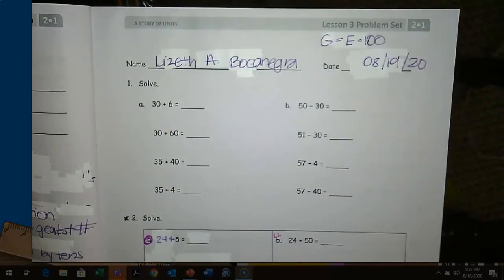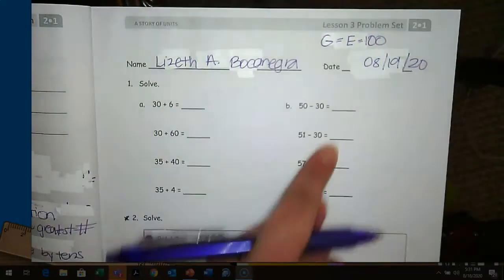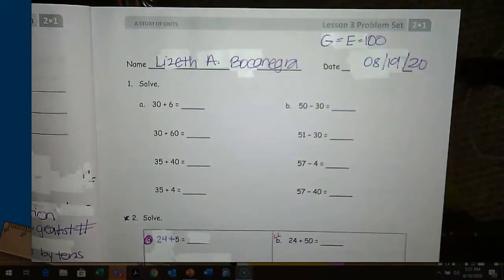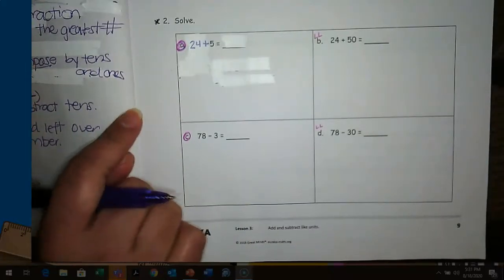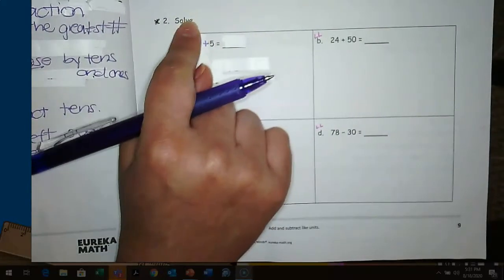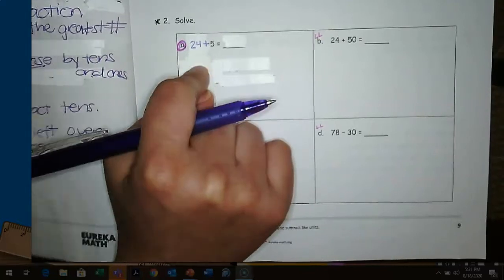10, 9, 8, 7, 6, 5, 4, 3, 2, 1, and you should be ready. If not, pause the video. We're going to skip this part, and you're going to work on this later. We're going to solve problem number 2A.